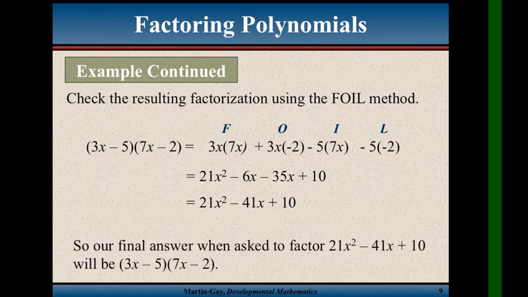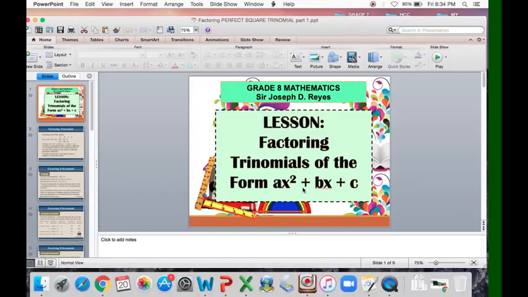So our final answer when asked to factor 21x squared minus 41x plus 10 will be 3x minus 5 and 7x minus 2. So that's all about factoring trinomials of the form ax squared plus bx plus c.